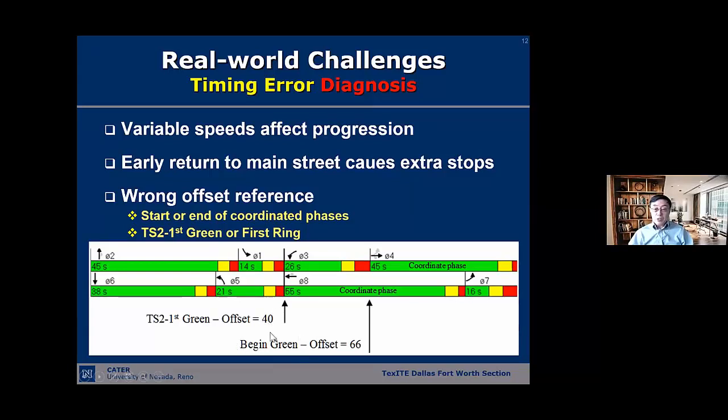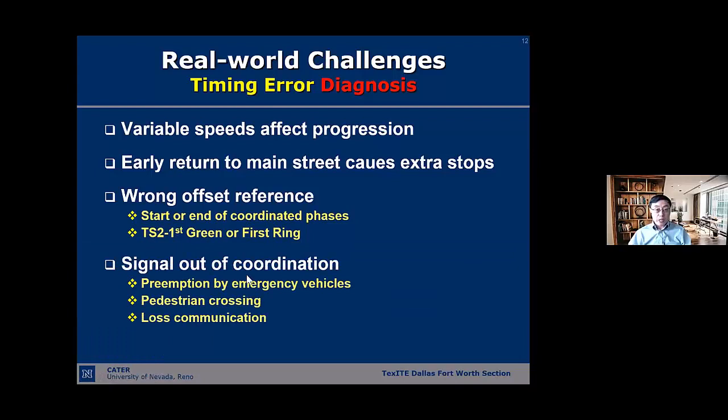If you reference begin green of the coordinated phases 4 and 8, it is actually here, so 66. So I found out a lot of people make mistakes regarding this kind of offset reference. If you program the wrong offset, obviously your timing will not run correctly. So you need to find this out quickly.